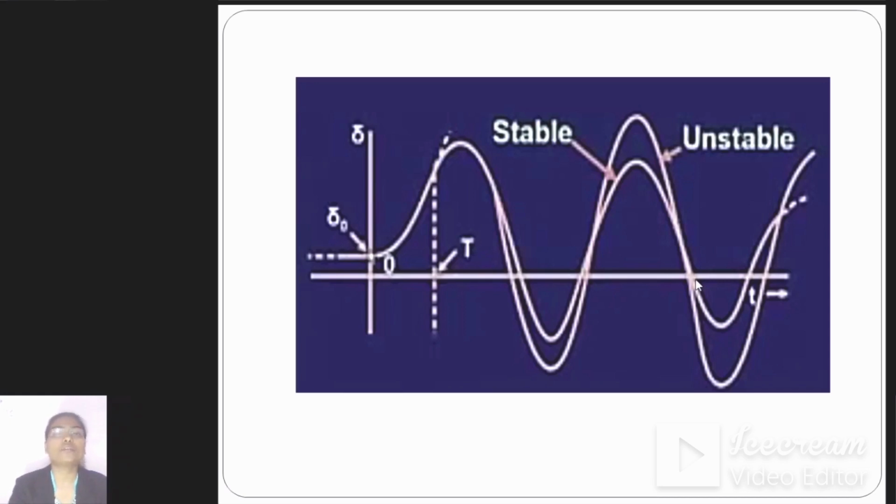So here I want to tell only about the damping coefficient. If the damping coefficient is positive, then these oscillations, at a further point of time, are going to die out, making the system stable. If the damping coefficient is negative, then these oscillations are going to build up, making the system further unstable, and that is because of the runaway condition.